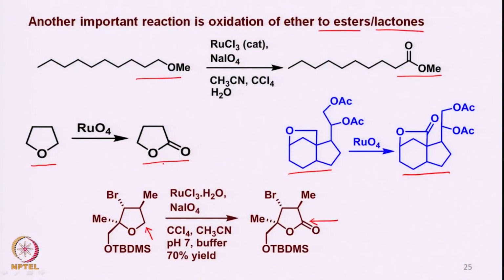Now, we will stop at this stage today, and in the next class we will try and see what is the mechanism by which these ethers, which are acyclic or cyclic ethers, are converted to the corresponding esters or lactones, and further developments of the ruthenium reagents for other reactions that we will see.